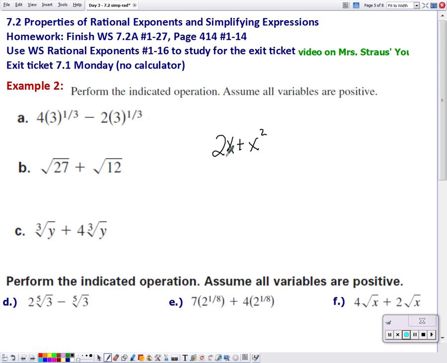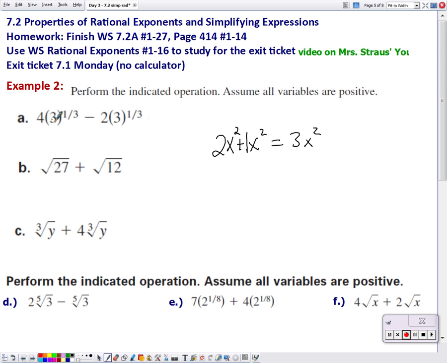If I put a 2 here, it's not the same power. If I put a 2 here, it is. To add 2x squared and x squared, I really am just adding the coefficients, right? 2 plus 1 would give me 3x squared. Keep that in mind for a second.